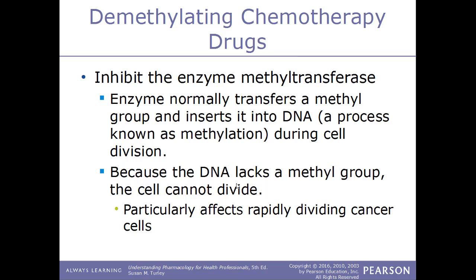Another kind of chemotherapy drug we'll talk about are the demethylating chemotherapy drugs. These act because they inhibit the enzyme methyltransferase. This enzyme normally will transfer a methyl group and insert it into DNA, and this process is called methylation during cell division. So a demethylating chemodrug will inhibit this enzyme from working. When this happens, the DNA will lack that methyl group, and therefore the cell can't divide. These kinds of drugs will particularly affect rapidly dividing cancer cells.